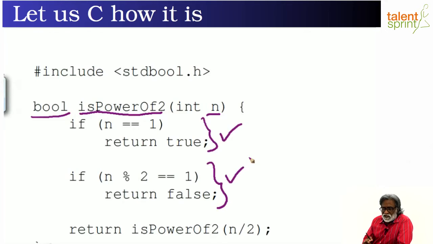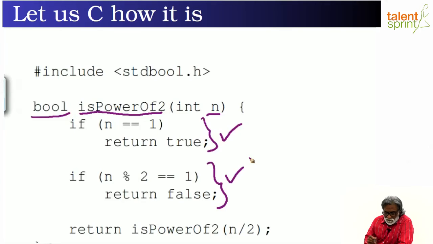First part, we check whether n is 1, in which case we say job is over. The number is a power of 2. If now it is an odd number, what do we say? It's not a power of 2. Because it's not 1, and 1 is the only odd number which is a power of 2. We have an odd number on hand, so we simply return false.